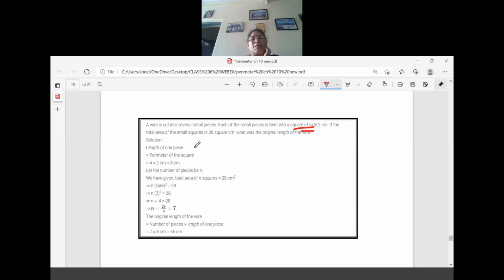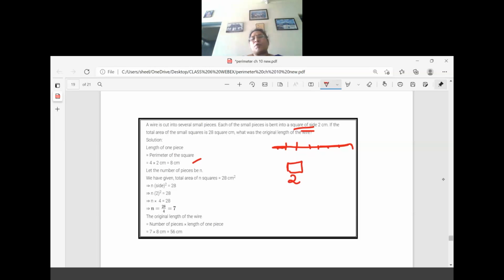So the length of one piece means it's a perimeter, because a wire is changed into a shape and it is formed into a square only. So the length of one piece is equal to the perimeter of the square. Perimeter of the square means 4 into side. First, we have a wire, right? It is cut into small pieces. From this we are taking a square of side 2 centimeter. Therefore we have calculated 4 into 2 equal to 8 centimeter.